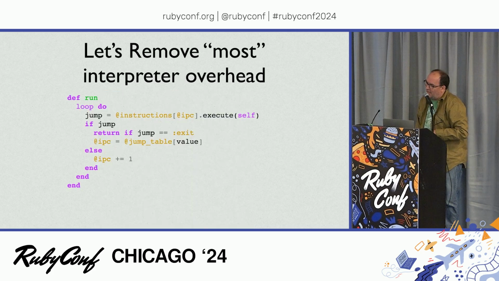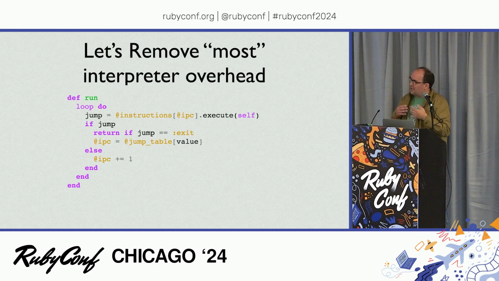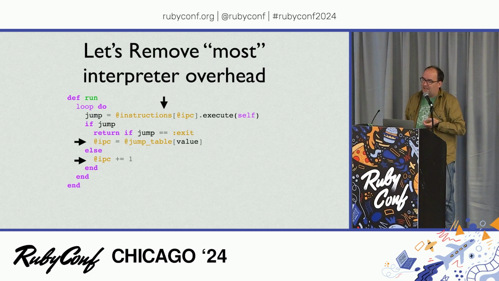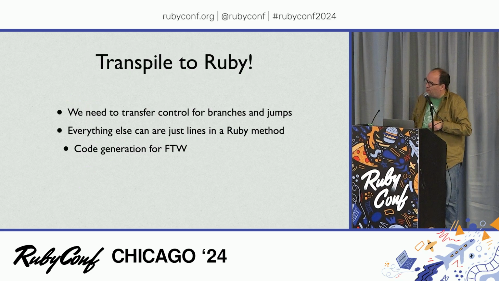All right, so the last thing that I'm going to do is try to get rid of most of the interpreter overhead. As I said, we're constantly accessing stuff out of an array. We're incrementing this program counter, and we're calling execute. I mean, what we're doing here is we're simulating a machine, and that's not very fast. And we're going to solve this by transpiling to Ruby.